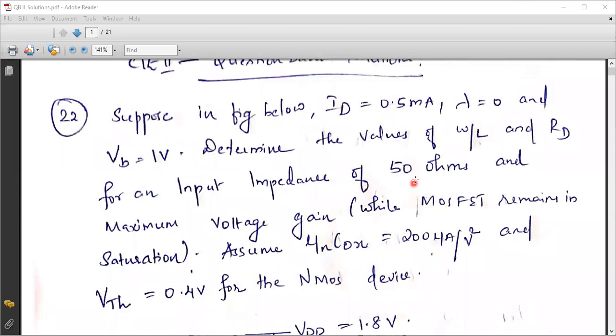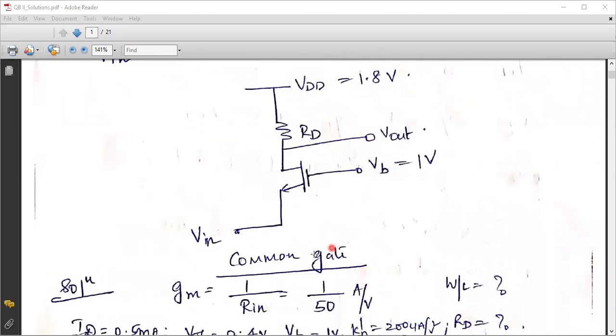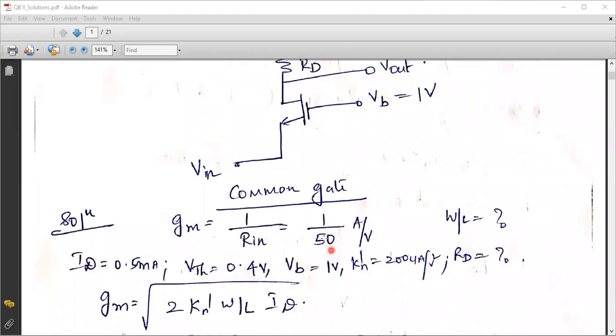If you take this question, we observe that the input resistance is 50 ohms. So gm is nothing but 1 divided by 50. Rin is 50, so gm is the reciprocal of Rin, which is equal to 1 by 50, and the unit is ampere per volt. And we need to find the aspect ratio, that is W by L, and RD for all these given inputs. So what are the given parameters?